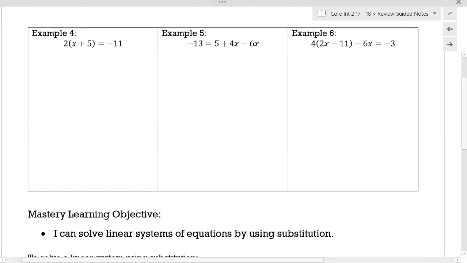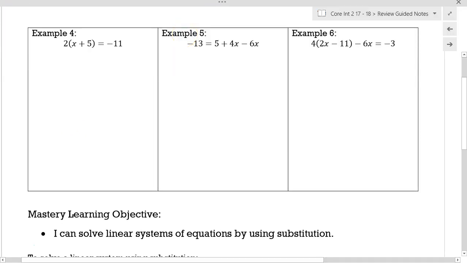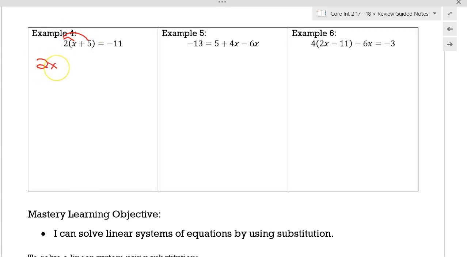Looking at example 4. Now, this one does have parentheses. It does have that distribution. So I need to take that 2 and distribute it to both the x and the 5. So 2 times x is 2x. 2 times 5 is 10. And that's still equal to that other side, negative 11.